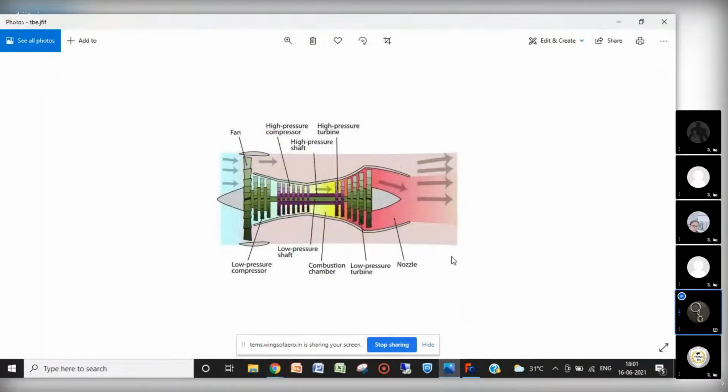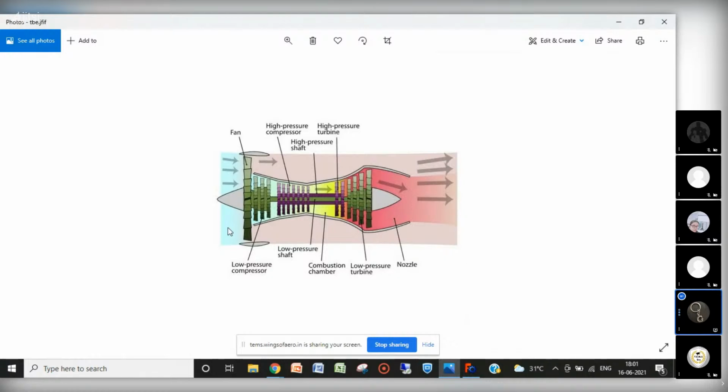Hi, good evening, everyone. Today is the third day of our skill development lectures, and we are using FreeCAD software. In the last two sessions, and in this session also, we will use the same software. So today's topic is the turboprop engine.